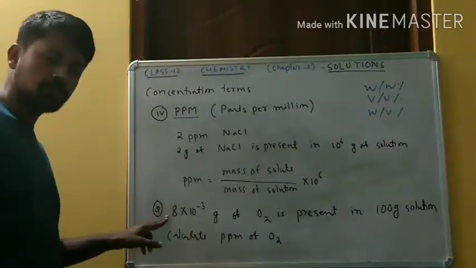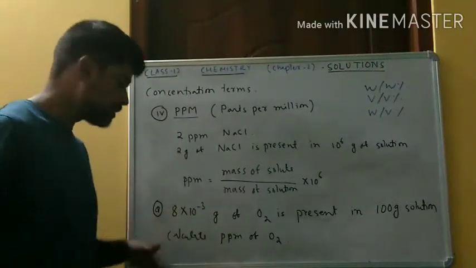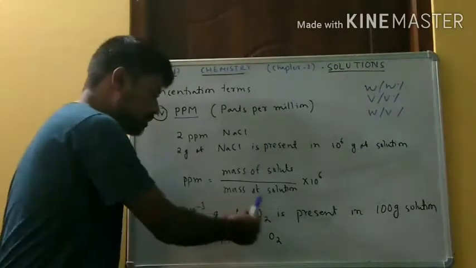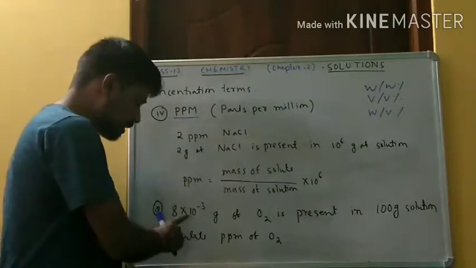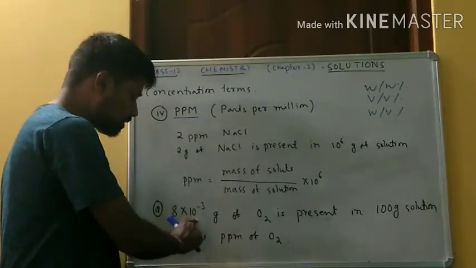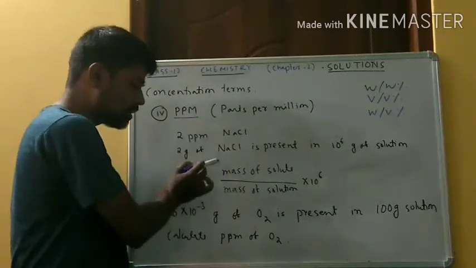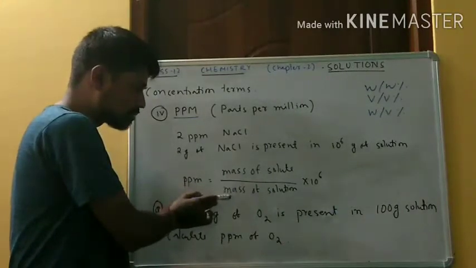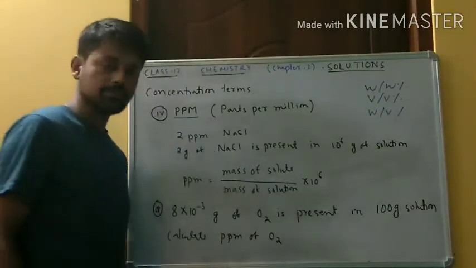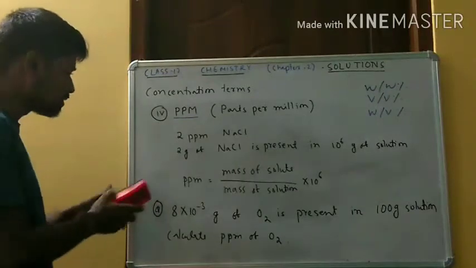What is the mass of solute? Which is the solute here? The solute is oxygen, and the mass of solute is 8 into 10 to the power minus 3 gram, which we have to put in the formula, and the mass of solution is 100 gram. So let us solve the question.